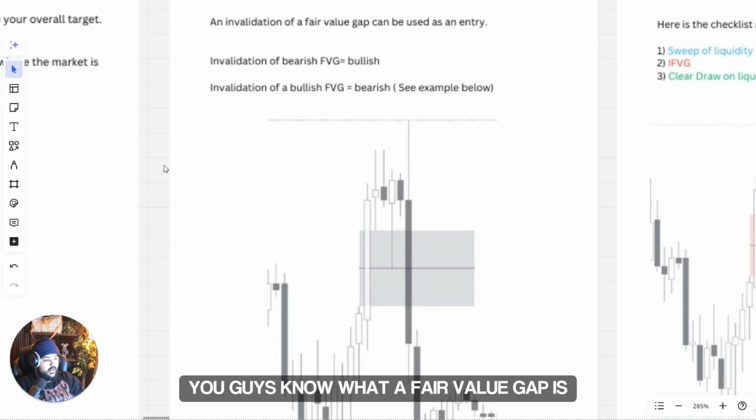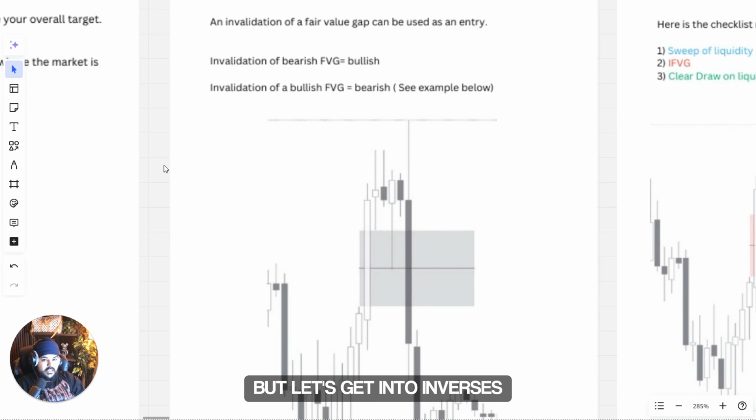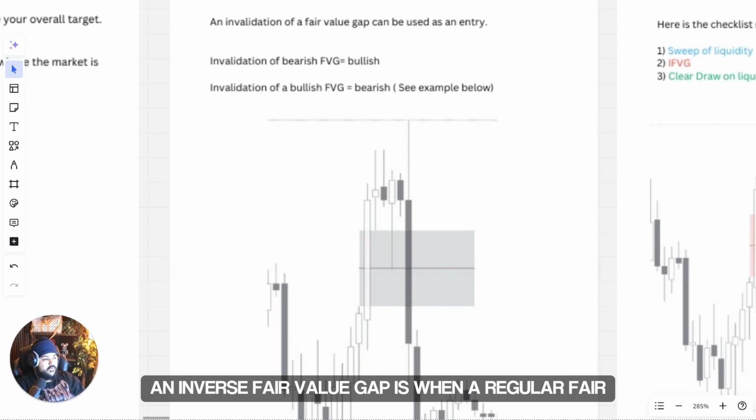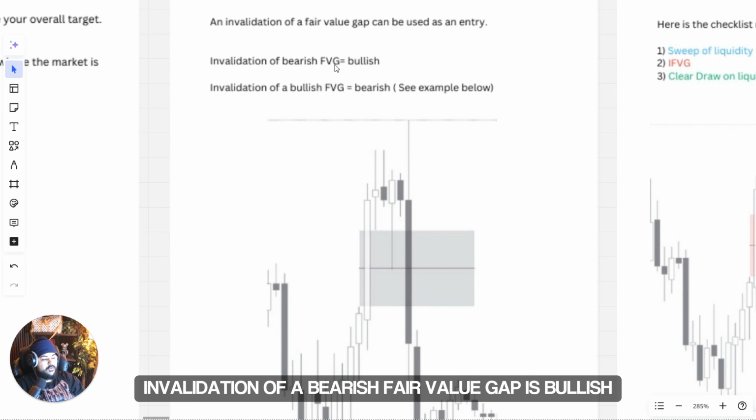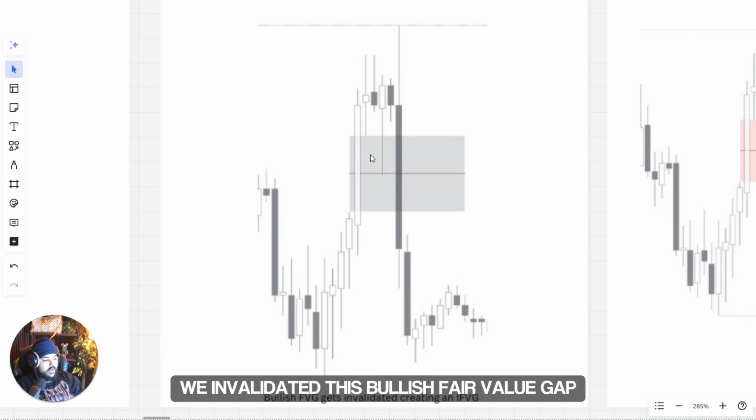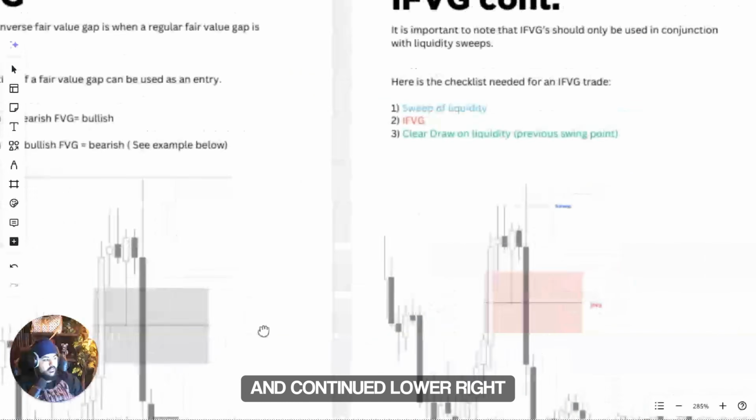So what's an inverse fair value gap? You guys know what a fair value gap is, but let's get into inverses. An inverse fair value gap is when a regular fair value gap is invalidated. An invalidation of a fair value gap can be used as an entry. Invalidation of a bearish fair value gap is bullish. Invalidation of a bullish fair value gap is bearish. So here you can see we invalidated this bullish fair value gap and continued lower, right?